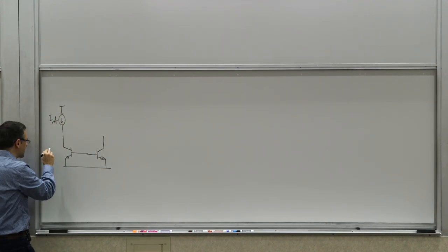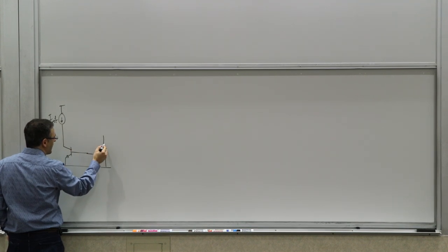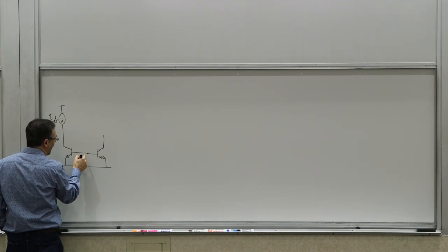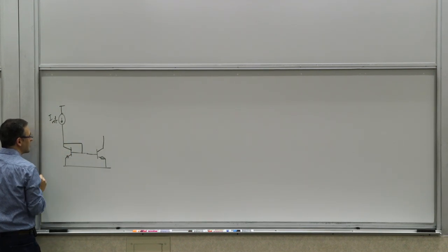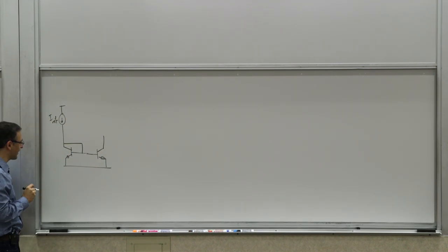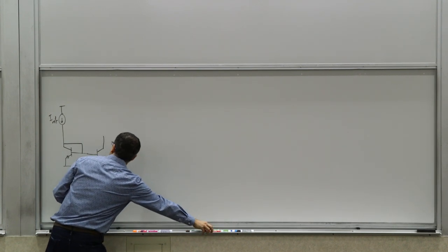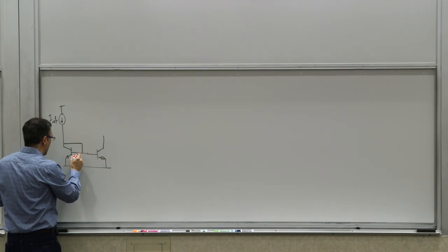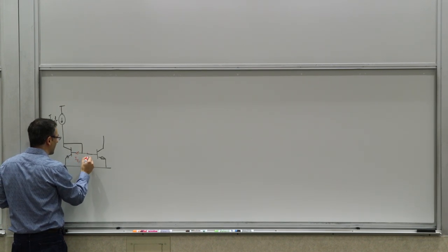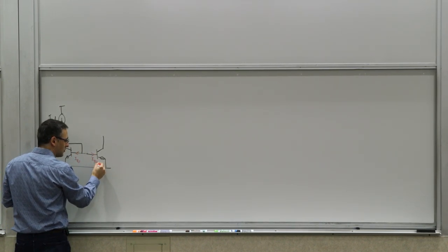right? That's going into this thing. Of course, you need to provide a pathway for this base current, and this node should not be floating. So usually this is what you do. You have a diode connection here. And what this does is that it provides a pathway for the base current. So let's call this IB1 and IB2.